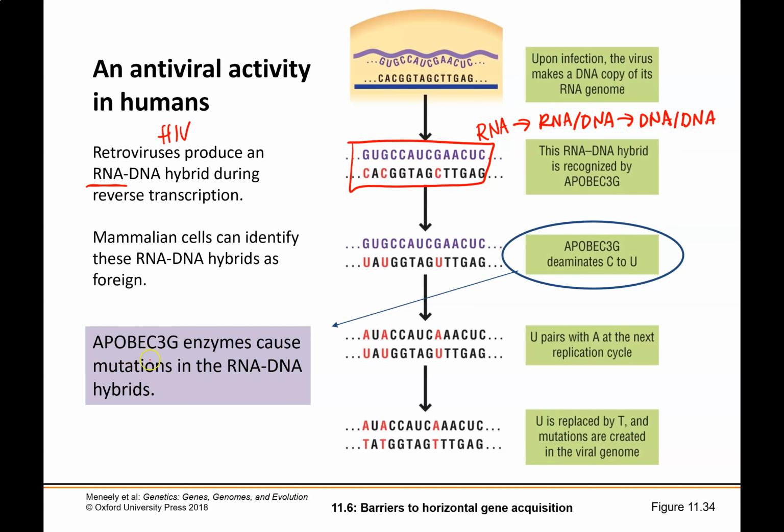Now, this APOBEC3G enzyme has a specific job: it recognizes these DNA-RNA hybrids and acts as a mechanism to block infection. When it blocks infection, it recognizes the cytosines. If this black sequence here is our RNA molecule, it's going to recognize the cytosines in that RNA-DNA hybrid.